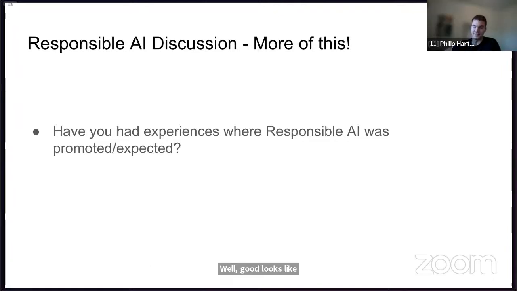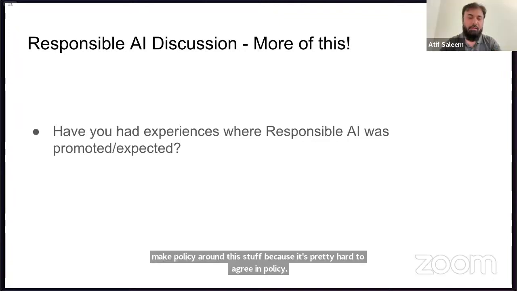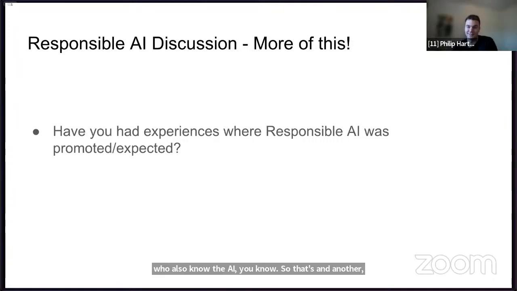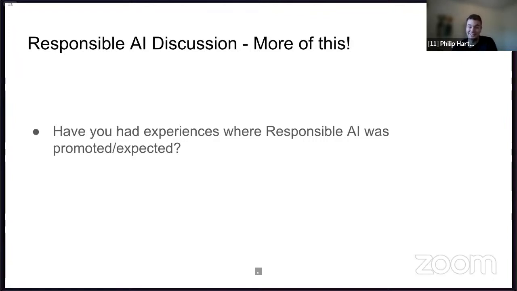Yeah, I completely agree. I think it's pretty hard to make policy around this stuff because it's pretty hard to agree on policy. By the way, promoting is one thing, but are they investing in it or not? Are they hiring experts, like privacy and security experts who also know the AI? That's another side of the story. Yeah, follow through is hard. And even if you hire the experts, are you giving them the power to actually do the safety and guardrailing and stop progress that might be a little bit risky?